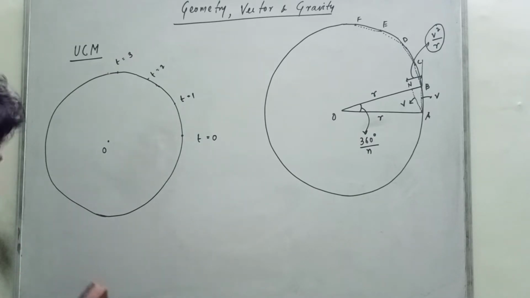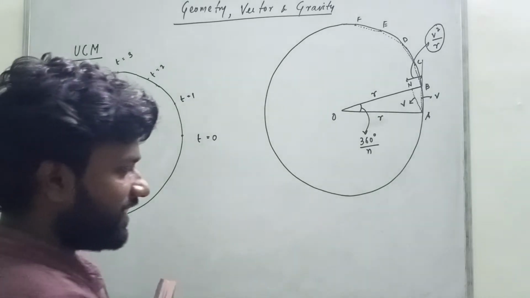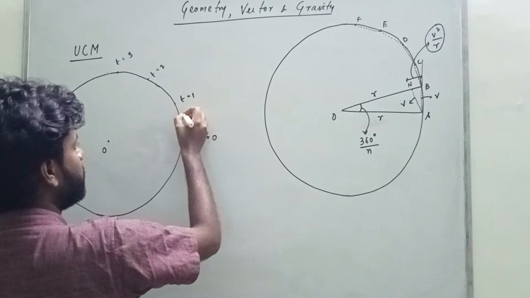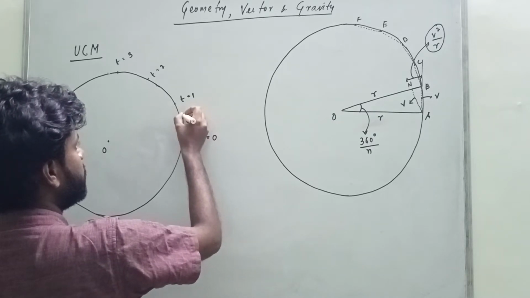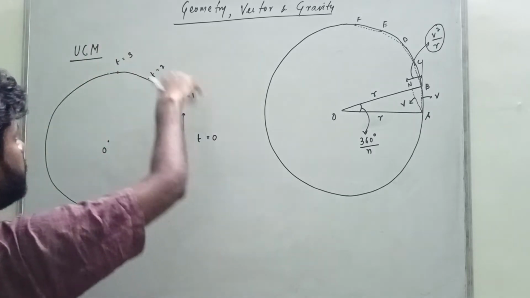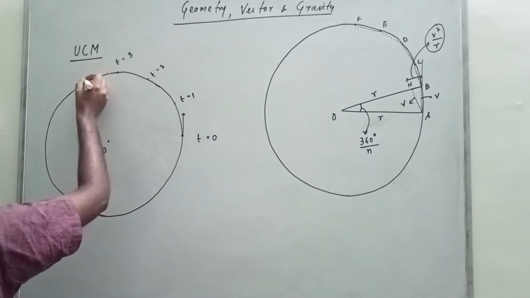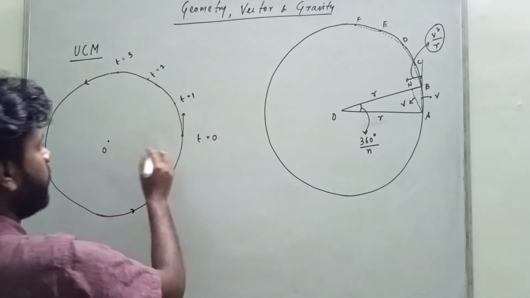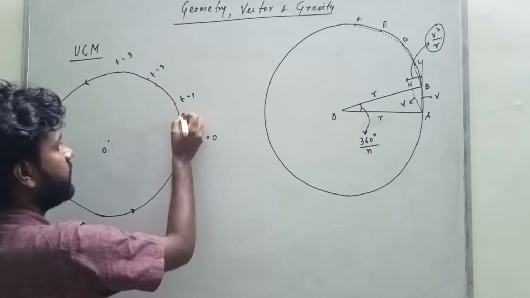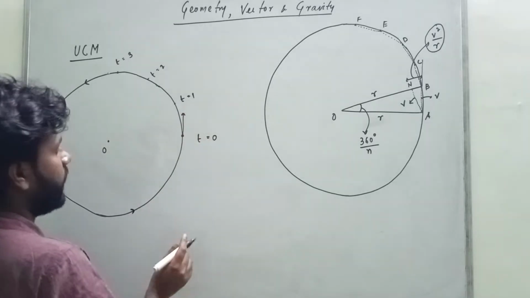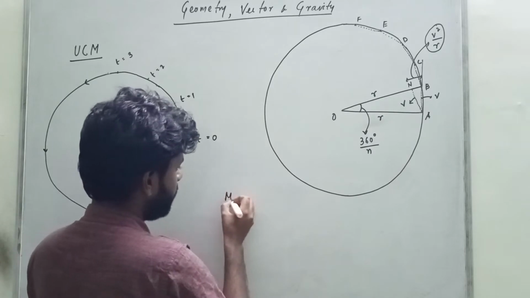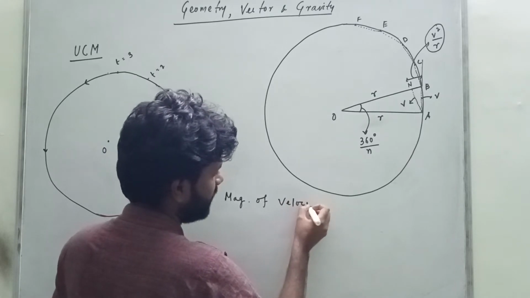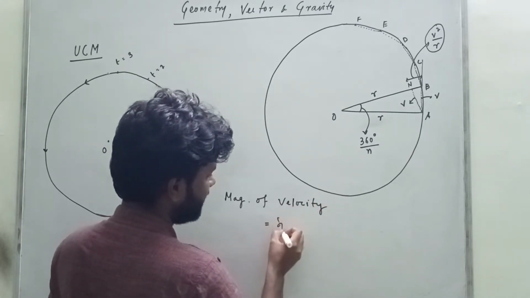And what is the velocity? If you draw a tangent from this point, it is the velocity of the particle. Let's take the particle moving in the counterclockwise direction. In this counterclockwise direction, the velocity at this point is in that direction. And all of you know the magnitude of velocity is the speed. The magnitude of velocity means just speed.